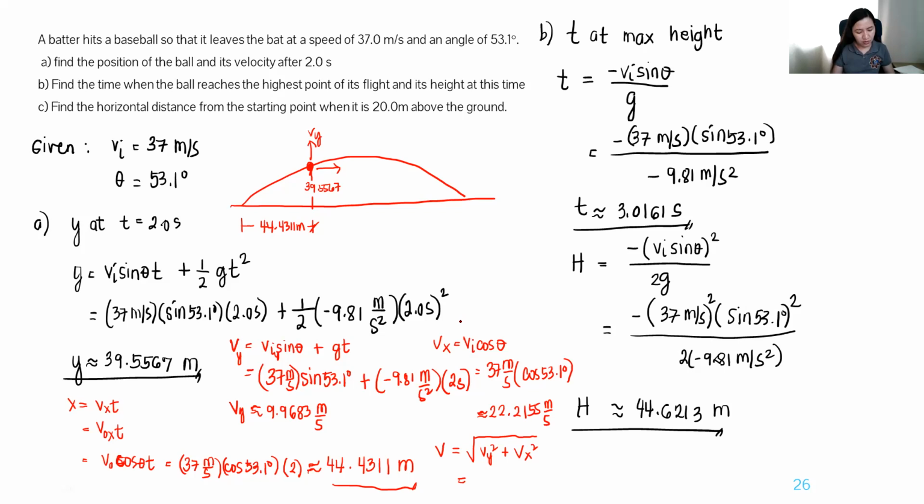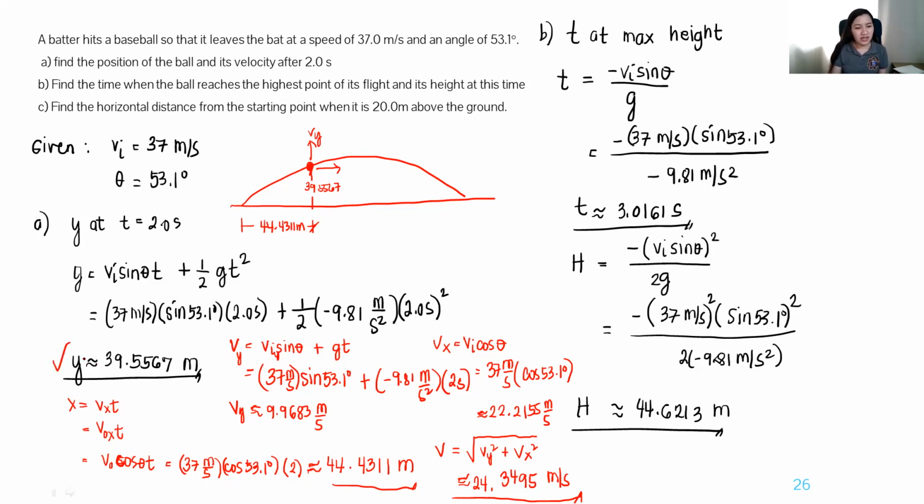So we're going to raise our answer to the power of 2 and add it to the Vy squared and extract the square root. So our answer is approximately 24.3495 meters per second. So it's now less than 37 meters per second. So these are our answers for letter A.